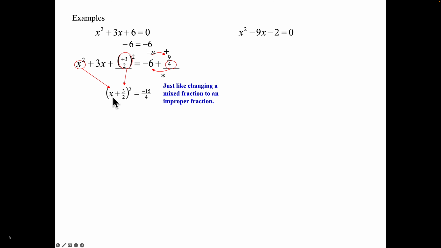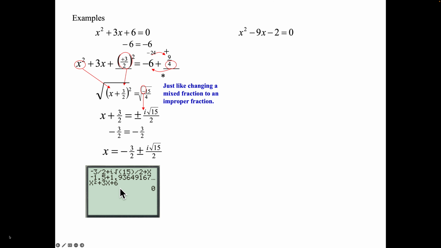All right, we're going to take the square root of both sides, but we have a negative, so don't forget, you got to take out the i. Square root of 15 on the top, square root of 4 on the bottom is going to give me a 2. I have my x plus 3 halves. I'm going to subtract 3 halves over, sneak it in front of my plus or minus. There's my answer. And screenshot, calculator check.